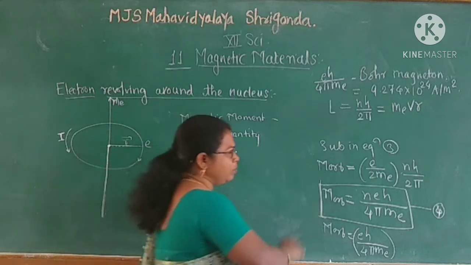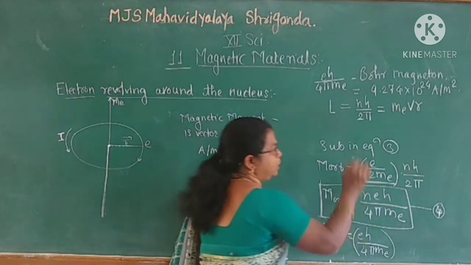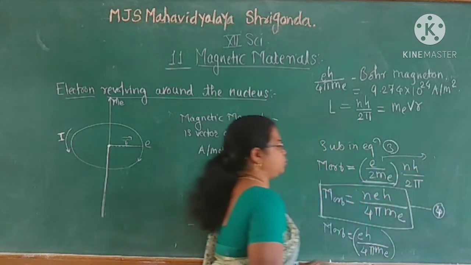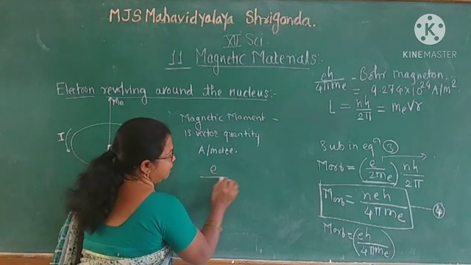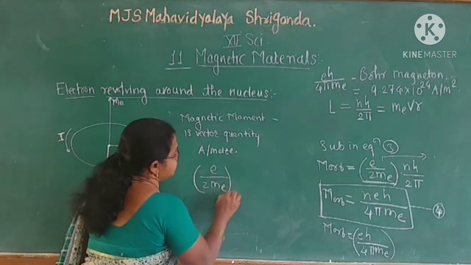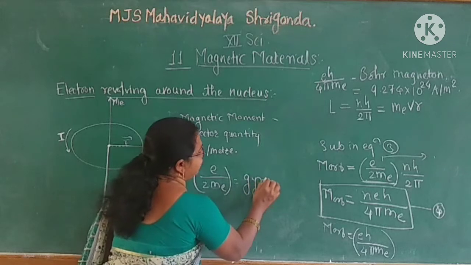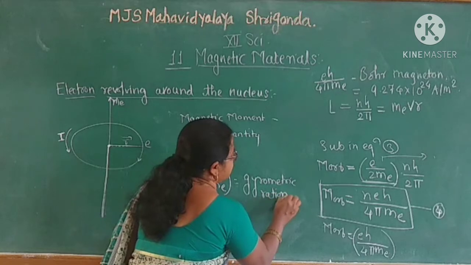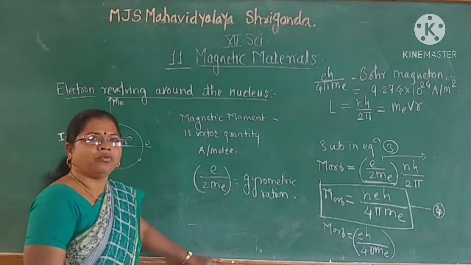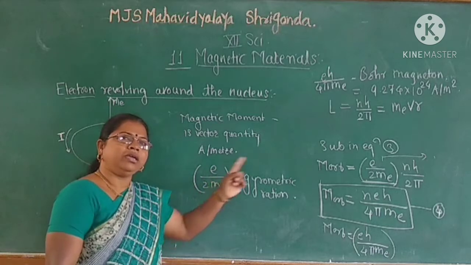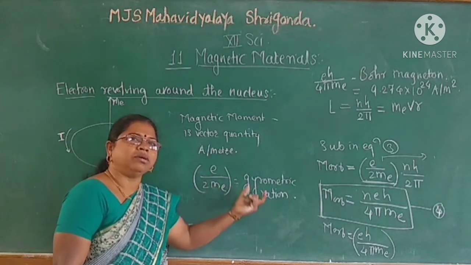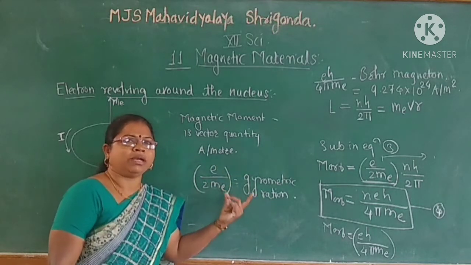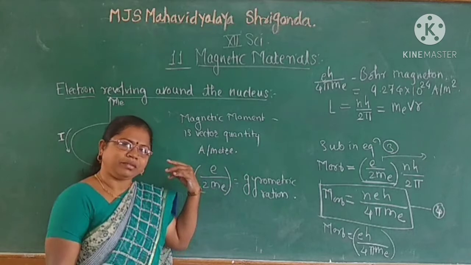Now, one more thing: this value e divided by twice m_e is denoted as the gyromagnetic ratio. So there could be a problem such as: what is the gyromagnetic ratio of an electron having charge e equal to this much and mass equal to this much? Find the gyromagnetic ratio. So we can find the gyromagnetic ratio of the given electron.